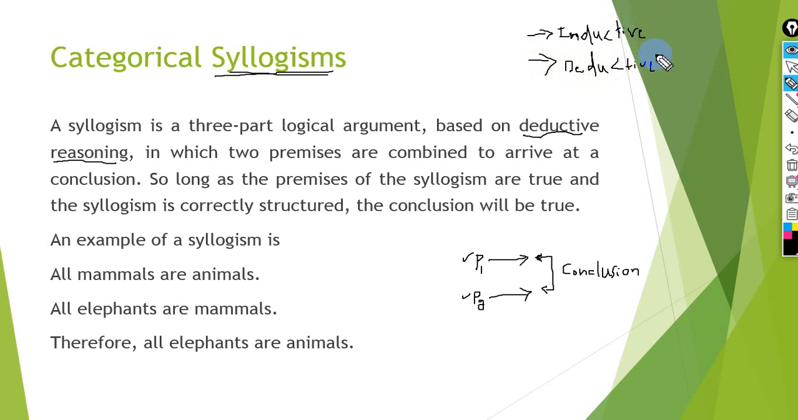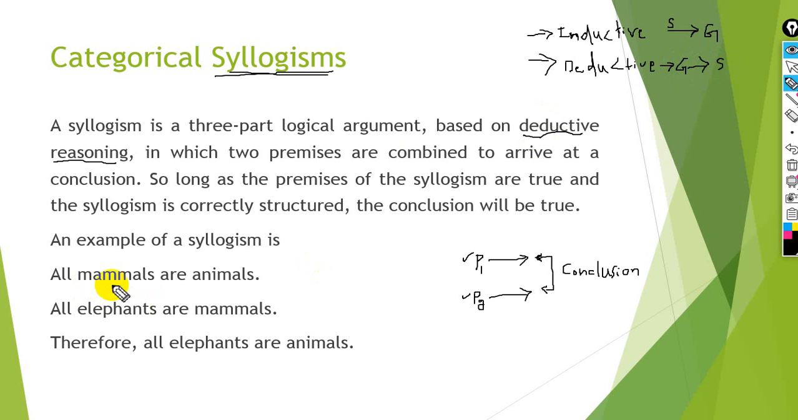In inductive reasoning, our premises will not be general, they will be specific, and the conclusion will be general. In deductive reasoning, the premises are general and the conclusion will be specific. Here we gave an example.